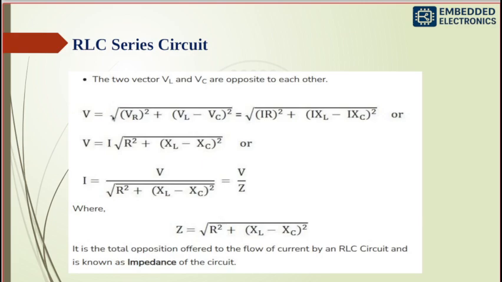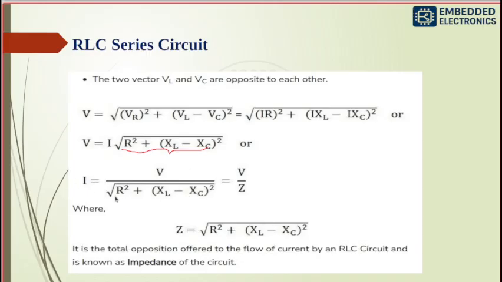So see here, VL and VC are opposite to each other, right? So V equals the square root of VR square plus (VL minus VC) square. We know the values: VR means IR, VL means IXL, VC means IXC. Substitute here. I is common, so take it common. The remaining, write as it is. So this is nothing but Z. So I equals V by Z.